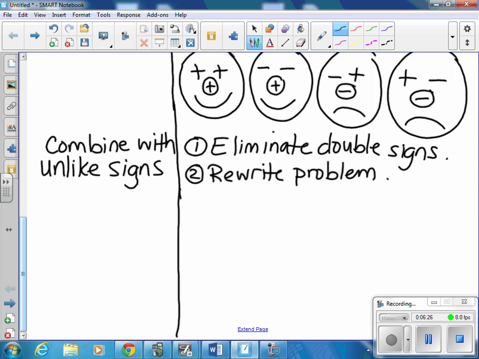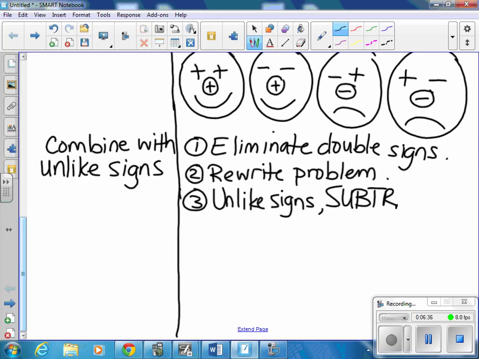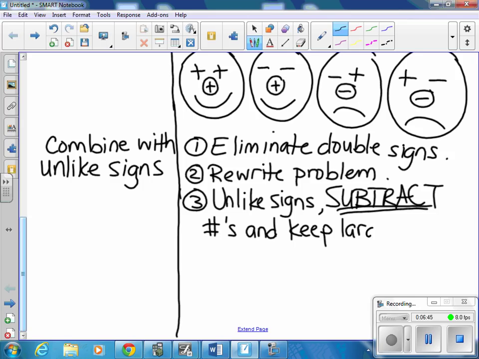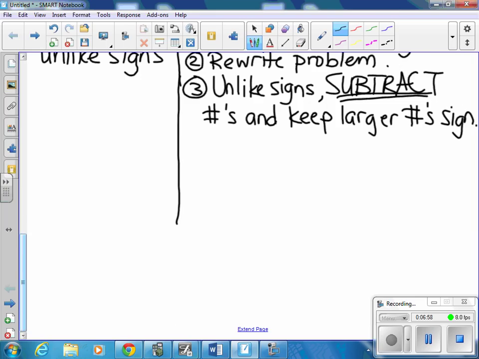And step 3 is where things are now a little different. With unlike signs, or different signs, you're not going to add the numbers. Now we're going to do the opposite. We're going to subtract the numbers, and keep the larger sign. So whoever is the biggest number-wise, whatever sign's sitting in front of that number, that's the one you're going to keep. All right, so let's take a look at a couple of examples pertaining to this one, and then we'll switch to multiplying and dividing.